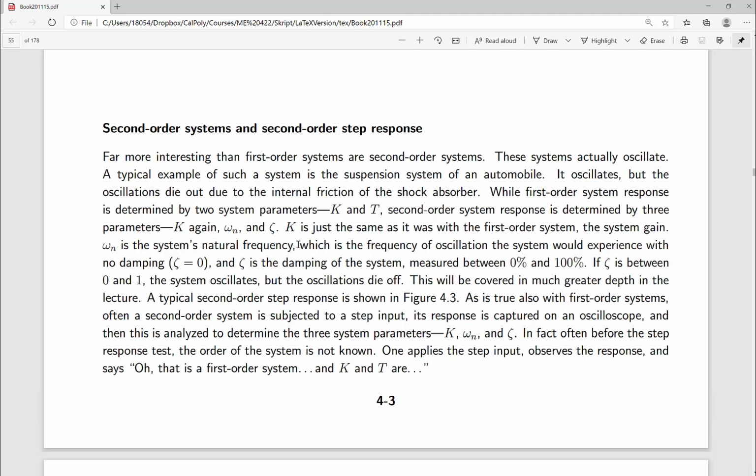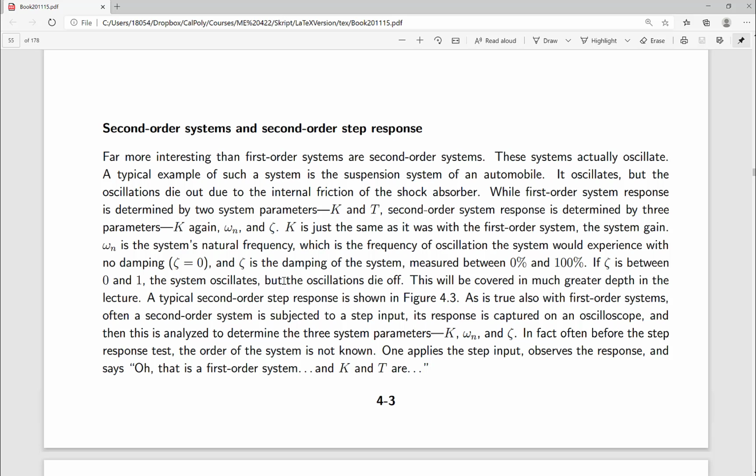A first order system only has two. Now we'll talk about these as we're going along. Zeta is a ratio of damping factors, I guess you would say. If you don't have any damping, that means that zeta is equal to 0. Okay? And zeta will vary between 0, which is no damping, and 100%, which is critical damping, as we call it. If zeta is between 0 and 1, the system actually oscillates.